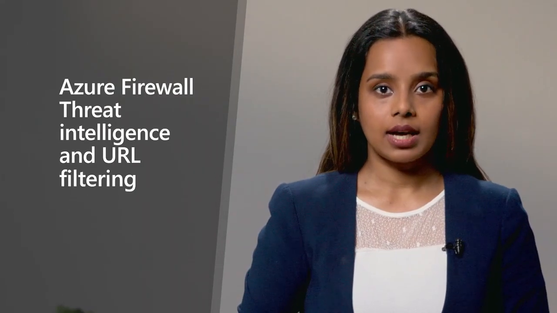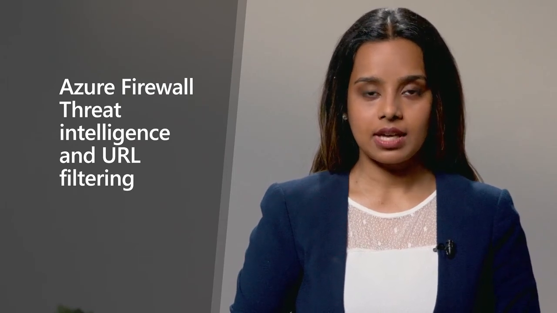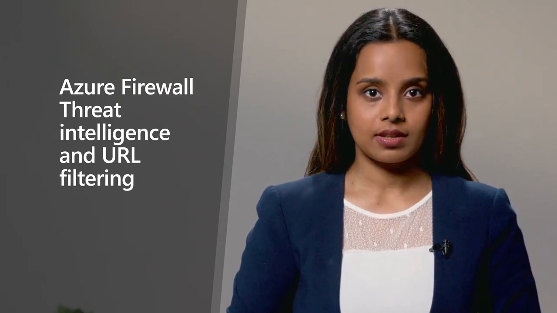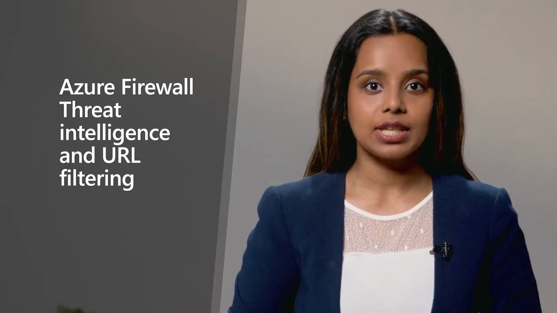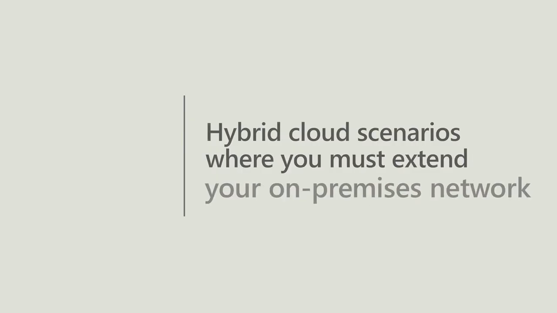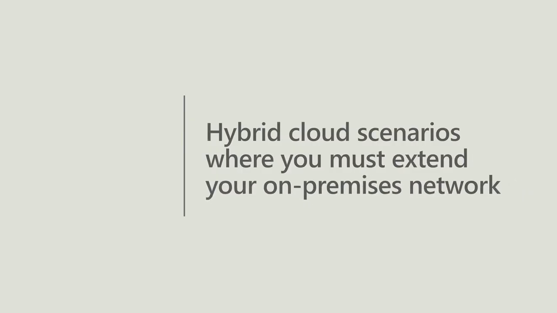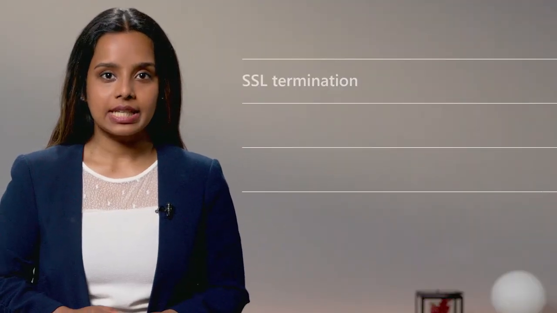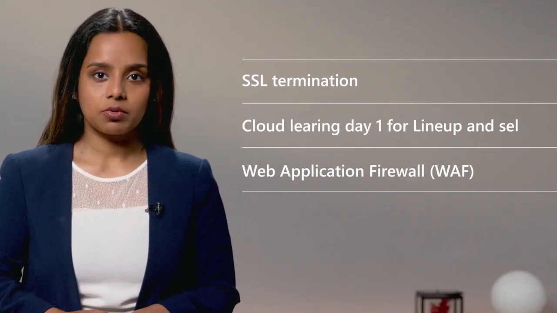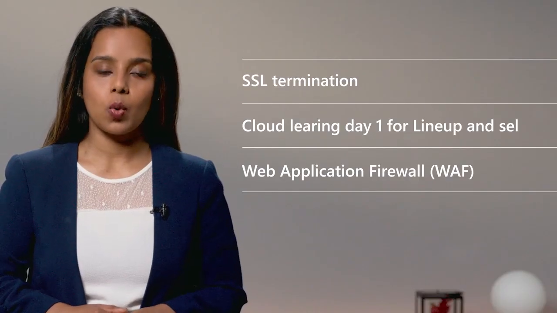Next is Azure Firewall, a managed cloud-based network security service that protects your Azure Virtual Network resources. It provides features such as threat intelligence and URL filtering. There is also VPN Gateway, which lets you securely connect your on-premises network to your Azure VNet over a secure VPN tunnel. This is useful for hybrid cloud scenarios where you must extend your on-premises network to the cloud. And Azure Application Gateway, which is a web traffic load balancer that enables you to manage web application traffic. It includes features like SSL termination, URL-based routing, and a web application firewall or WAF.